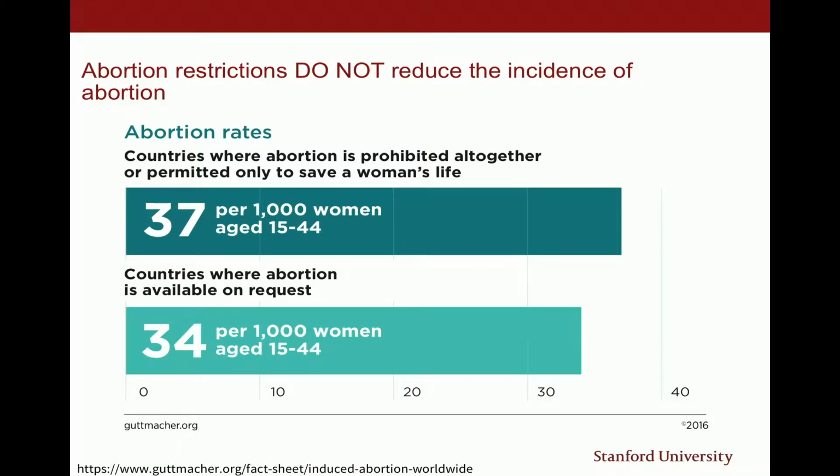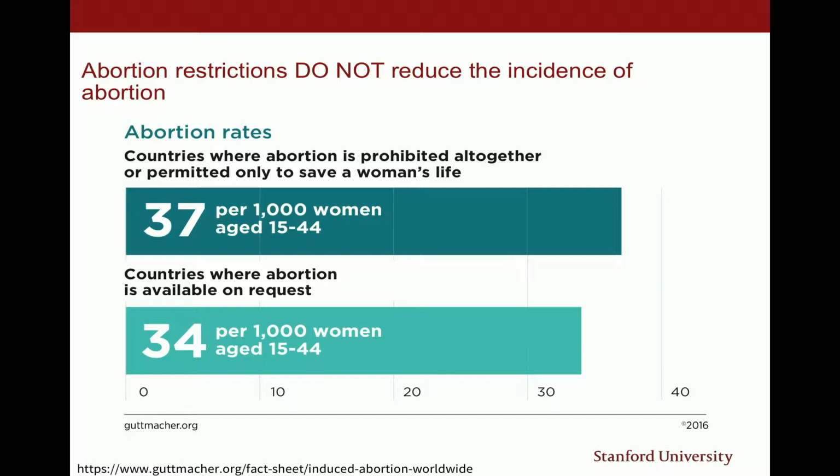So what about restrictions? Lots of countries are trying to restrict women's access to safe abortion, and what we do know is that that does not help in terms of reducing the numbers of abortion. If anything, what we see from charts like this is that there are more abortions happening in countries that have more restrictive laws, and we think a lot of that is tied also to more challenging access to family planning or contraception in certain scenarios.